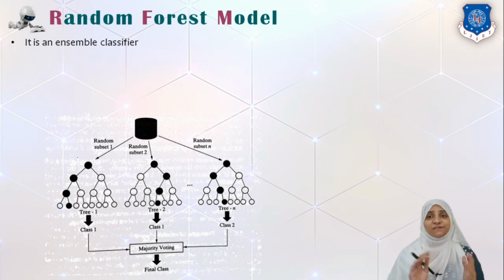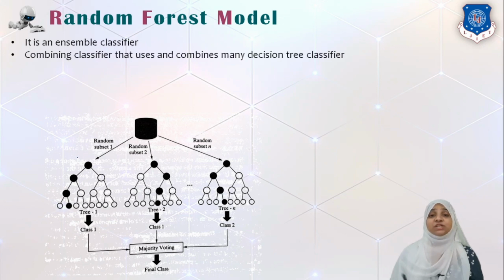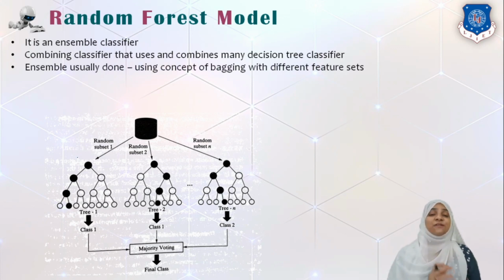So basically this technique is an ensemble technique which combines multiple classifiers to make a single model. The type of classifier that it combines is nothing but a decision tree. So different decision trees are built and they are combined into a single model, and that model is called the random forest model. Here ensembling is usually done using the concept of bagging. Bagging with different feature sets. Remember, bagging is also known as, or works with, the concept of simple random sampling.